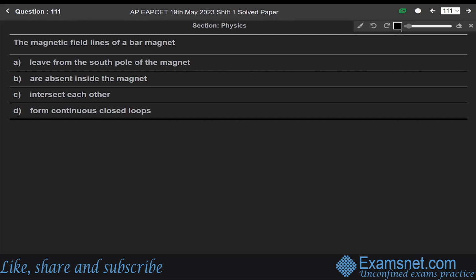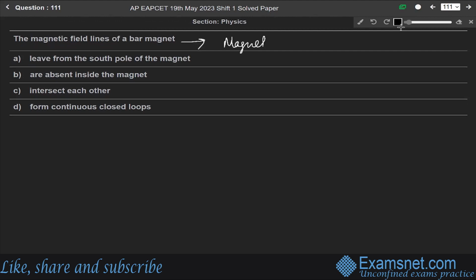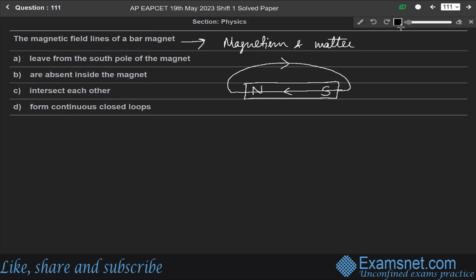So the next question is 111. The magnetic field lines of a bar magnet. Okay, so this question is from the chapter of magnetism and matter again, and we have to find the correct answer among these four options. So it is asking about the magnetic field of a bar magnet. So students, let us say this is a bar magnet, this is the North Pole and this is the South Pole. So always the magnetic field line passes from South Pole to North Pole inside of a bar magnet, and it always travels from North Pole to South Pole outside of the bar magnet.